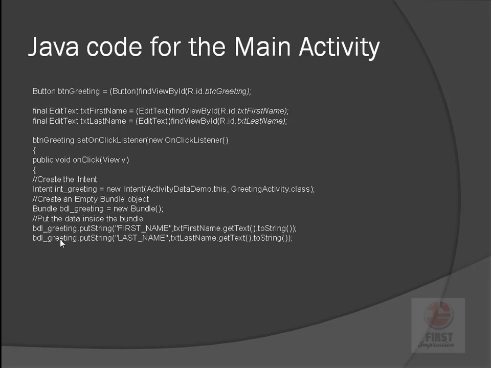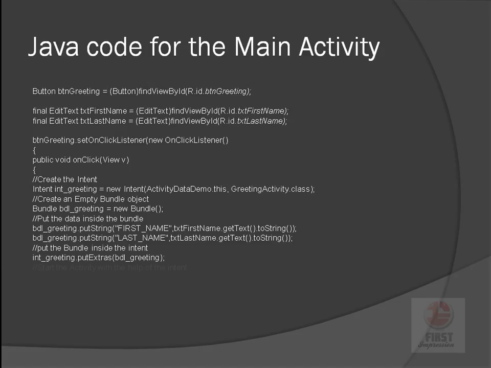So we'll say BDL greeting.putString. We are giving the key name as last name, comma the value, that is txt last name.getText().toString(). Let's link the bundle with the intent by saying int greeting.putExtras, the bundle. So we say whatever you have in the intent, put some extra information, that is the bundle that we have.